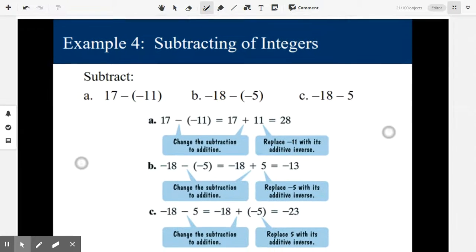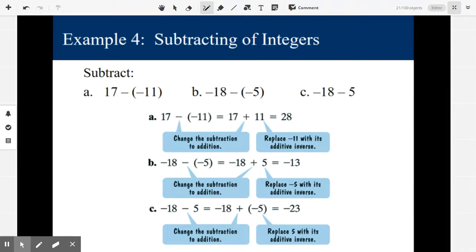All of these you could punch in the calculator. Like I said, minus and negative, I'm always going to change that to plus a positive. 17 plus 11 we know is 28. Negative 18 minus negative 5, I'm going to change that to plus a positive. Negative 18 plus 5. Now we're just using our addition rules. Use your calculator. Now, if you do have a calculator, negative 18 minus negative 5, you can punch that right in the calculator.